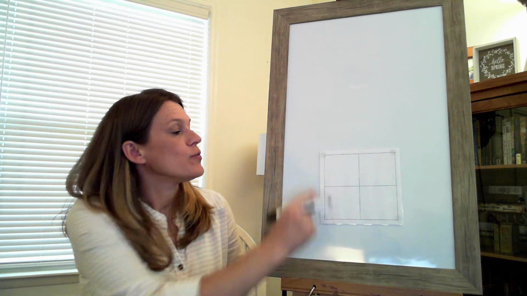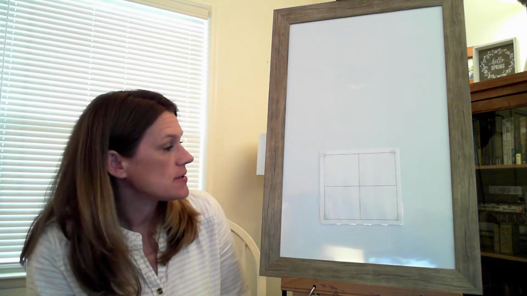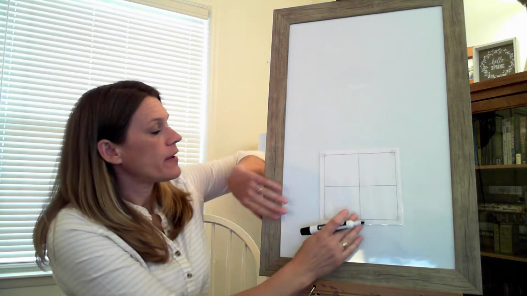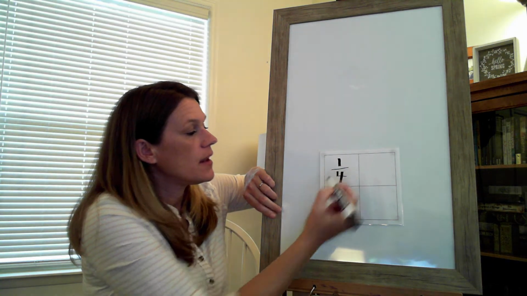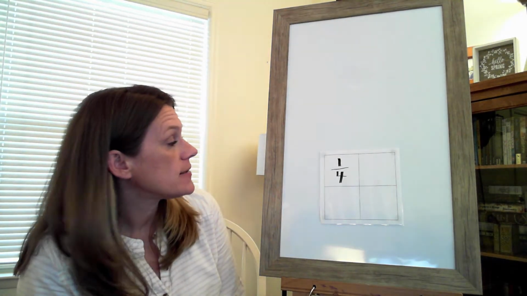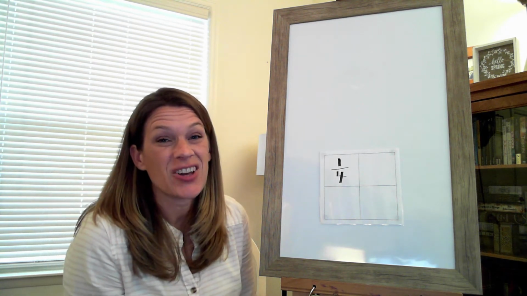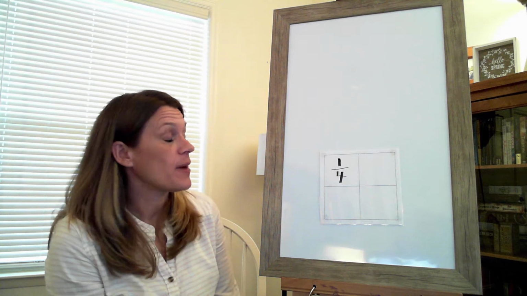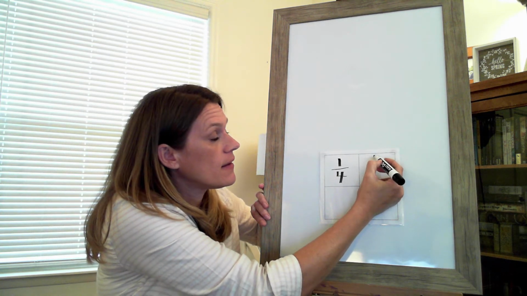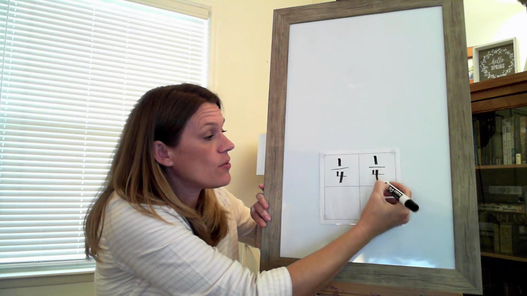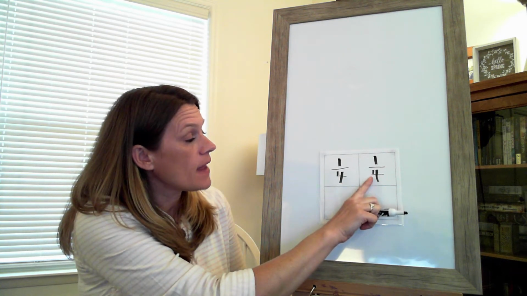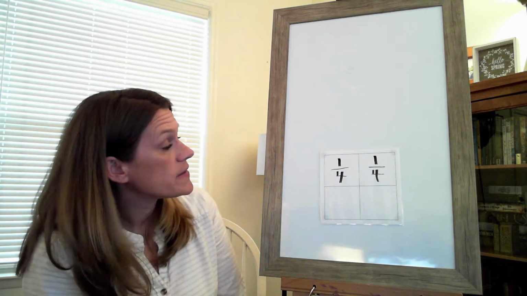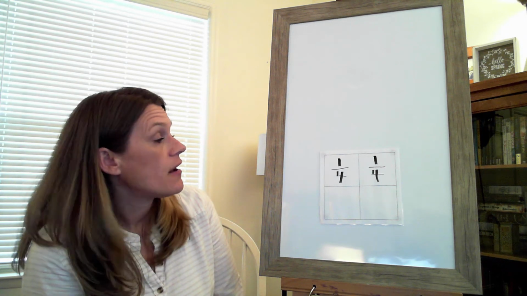So we have a square that has been divided into 4 equal sections. If I were to label my 4 sections, I would say that this part is 1/4 of my square. Or I could also say it's 1/4 of my square. This section is also 1/4 of my square. Now I have written in 2/4 of my square.